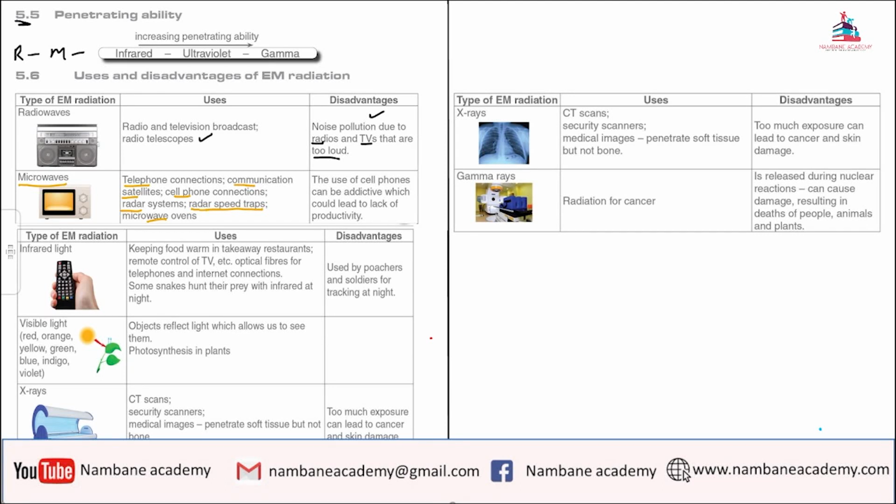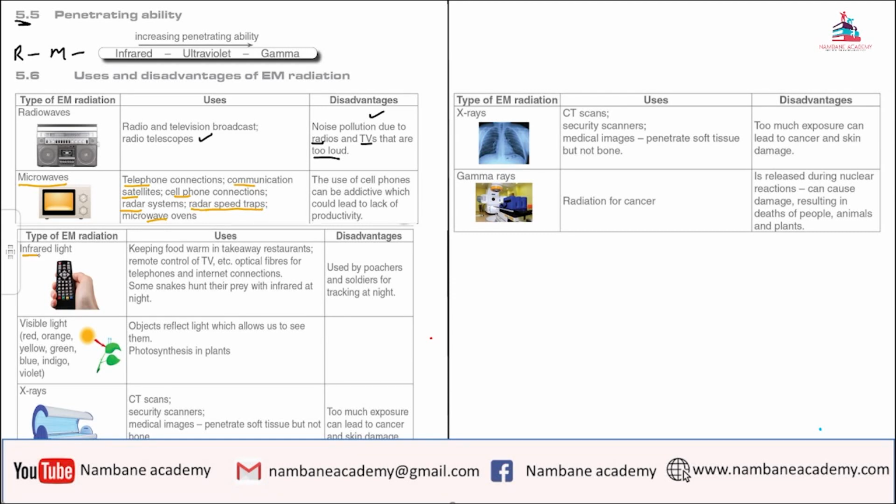The use of cell phones can be addictive, which could lead to lack of productivity. It is true. People are able to sit and watch TikTok on their phones for a very long time. That hampers productivity. That hampers the focus of us as individuals to interact with one another. People rather sit in their bedrooms and look at their phone instead of communicating with one another. So cell phones can be very, very addictive.